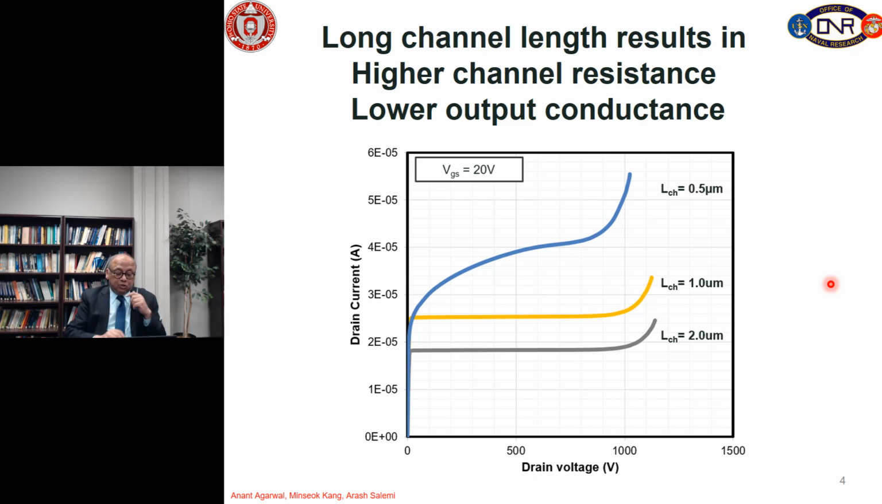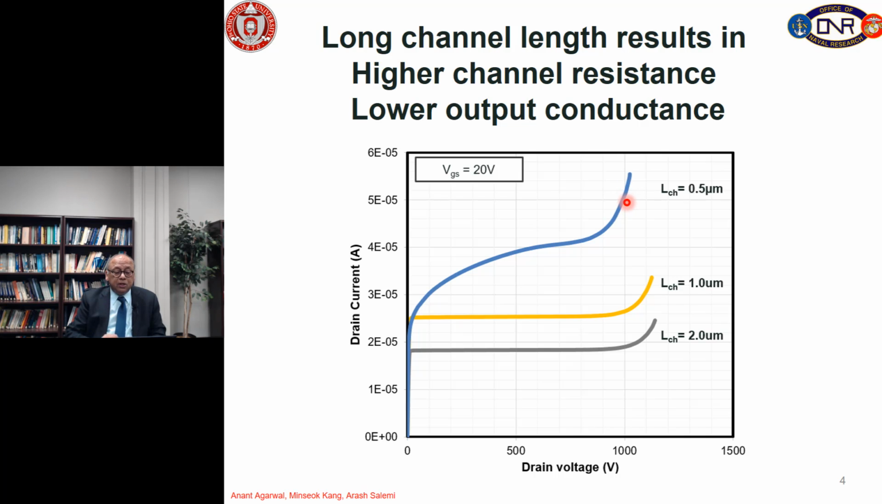So here we have taken the same structure as in the previous slide, and we have plotted the drain current versus drain voltage at a gate voltage of 20 volts for different channel lengths. So in the previous slide we were looking at the on state for low drain voltages, but here we want to go and see what happens at 1200 volts. So you can see that for short channel devices, the current is very high at 1200 volt or 1000 volt in this case.